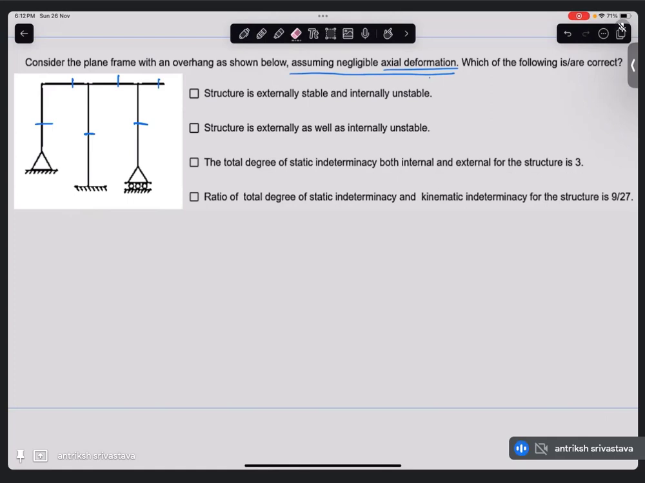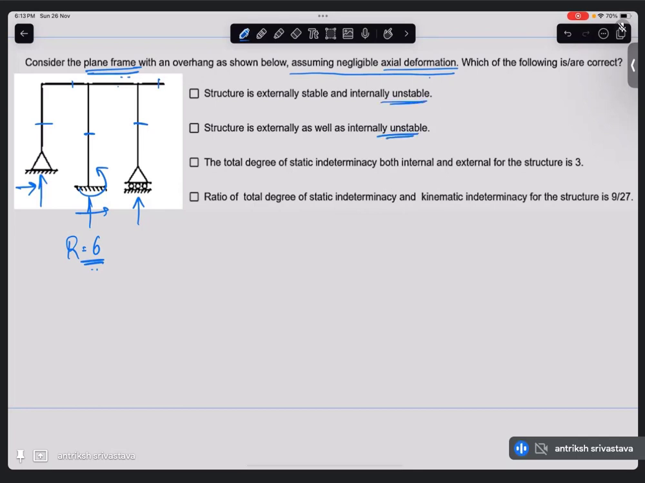So what are the conditions for a structure to be externally stable? We should have a minimum, for a 2D frame, so plane frame means 2D, we should have a minimum of 3 reactions, and they should not be parallel and concurrent, right? So what do we have? Let's count the reactions. We have vertical, horizontal, and moment, and vertical. So in total, we have 2 plus 3 plus 1, 6 reactions, and they don't seem to be concurrent. So externally, it is going to be stable.